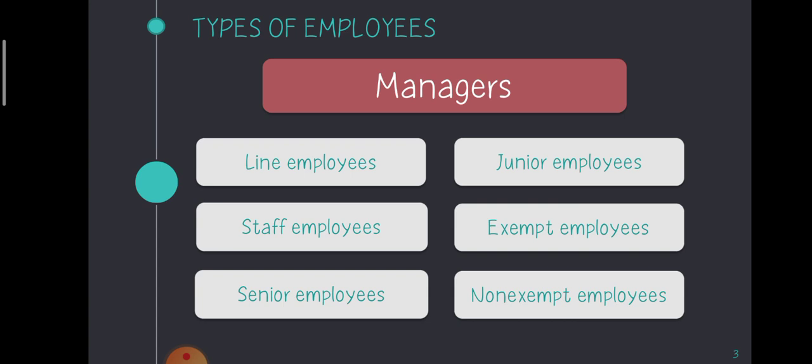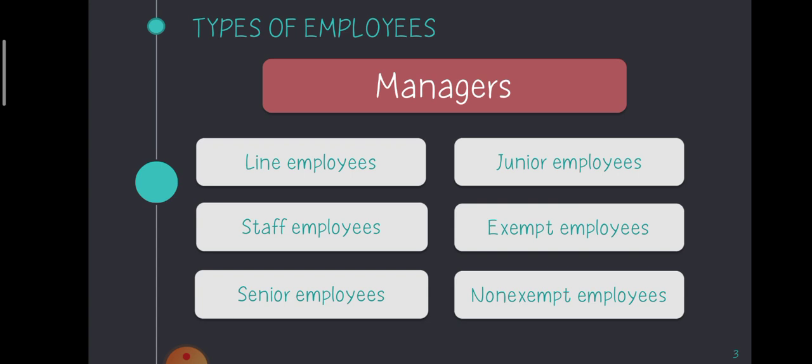So I think that you have a very clear and broad understanding of what a manager is. That's why you are in the human resource management major, because you wanted to become a manager as well. So there are various types of employees. The first one is line employees.